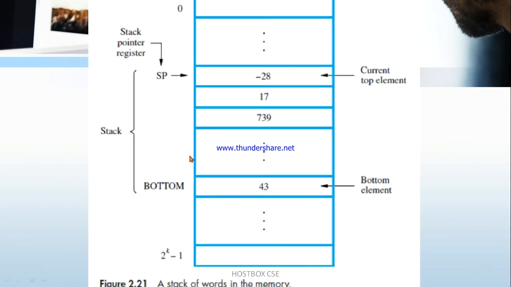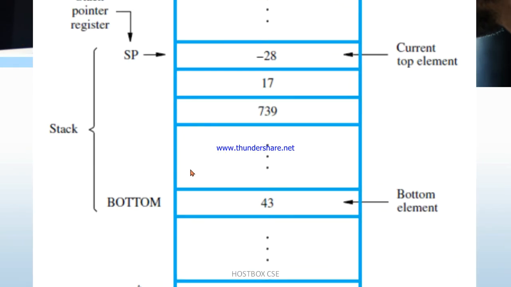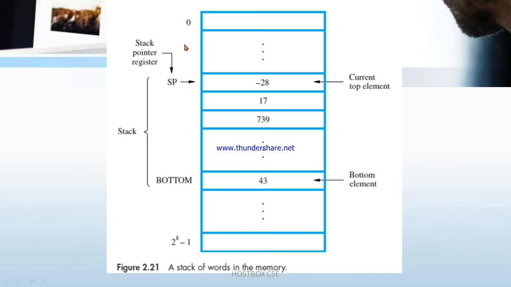Let's go to the diagram for better understanding of the structure of the stack. Here I assume that the memory locations start from 0 and go up to 2 to the power k minus 1. We have the numbers minus 20, 17, followed by 739, and the bottom element is the number 43. SP is the stack pointer register, denoting the value 28, which is the current top element of the stack. So this is a general diagram with the stack pointer. We have to consider that the stack pointer follows the 4-byte addressing method here. At the bottom of the stack we have the number 43, because we are going to see the effect of push and pop operations based on this diagram only. Memory locations start from 0 and go up to 2 to the power k minus 1.